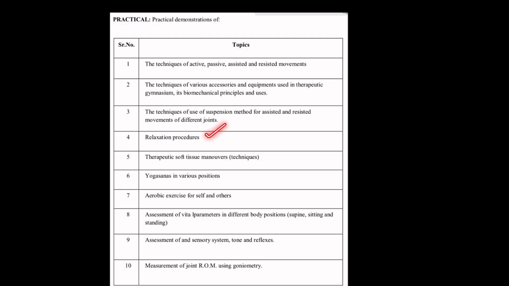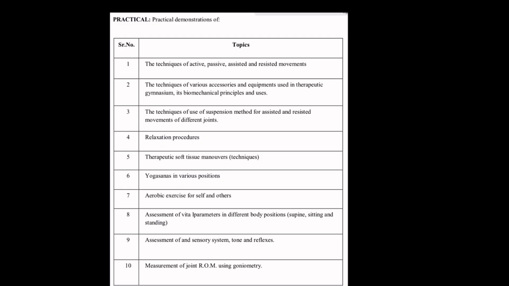Then comes relaxation procedure. Jacobson's and Laura Mitchell, these are the two types of relaxation you can easily prepare for. Then is therapeutic soft tissue maneuver or massage. Again, I told you: upper limb, lower limb, facial and back massage. This is asked in examination. Then yogasanas, I already mentioned previously. Aerobic exercise for self and others, same. Vital parameters in different body positions.